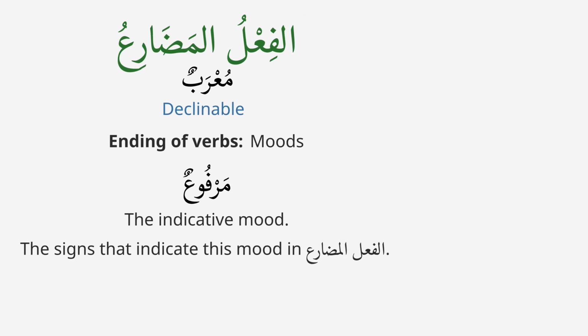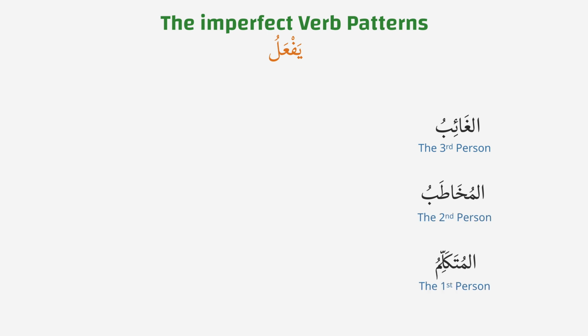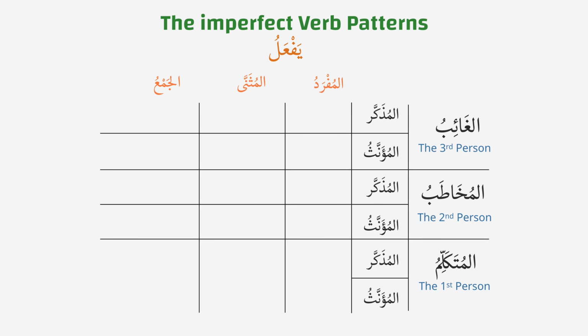So let's take the basic fi'l mudari' pattern, which is yaf'alu, and conjugate it. As usual, we have verbs for al-ghaib, the third person, al-mukhatab, the second person, and al-mutakallim, the first person. And for each, we have mudhakkar and mu'annath, that is masculine and feminine. And we have al-mufrad, al-muthanna, and al-jam', that is singular, dual, and plural. Now the conjugation goes as follows.